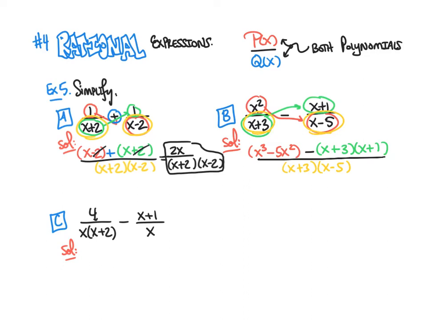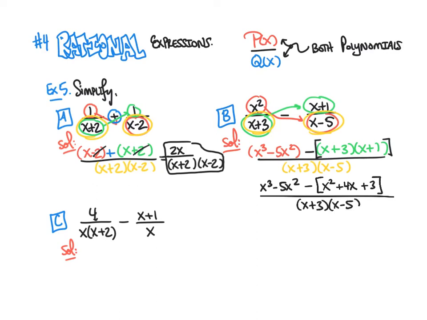One big thing here is make sure you put some brackets here, because that minus sign is going to apply to everything in green after you distribute it all. So you'll have x cubed minus 5x squared minus, and we have our bracket. I'll keep it with a square bracket. And now expand the green. So you'll have x squared plus 4x plus 3 with our expansions. In the denominator, I'm going to leave it as a factored form. There's no reason to expand it because there's nothing to combine it with.